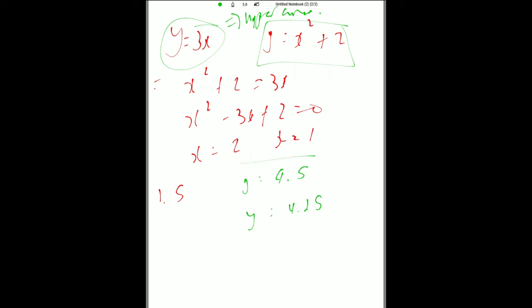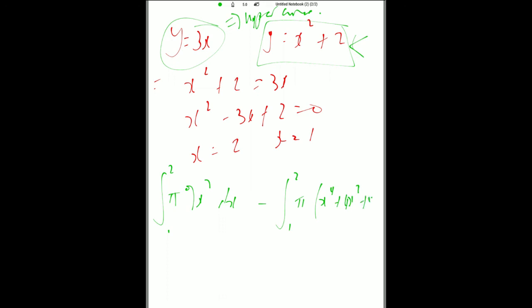So let's make some space. So let's do some integration now. It would be the integral of pi times, what's 3x all squared? That would be 9x squared. And we're integrating from where to where? From 1 to 2 with respect to x. And you're subtracting from that the integral from 1 to 2 of what? This function squared. That squared would be x to the 4 plus 4x squared plus 4. And we're integrating with respect to x.